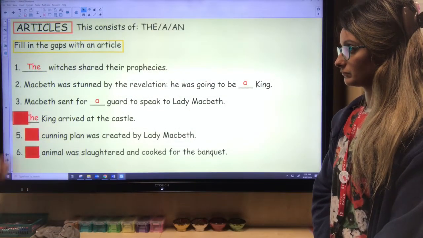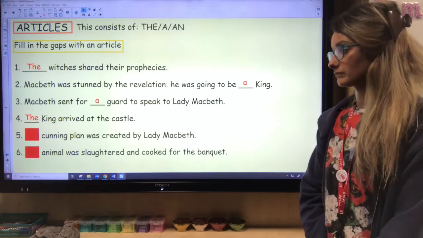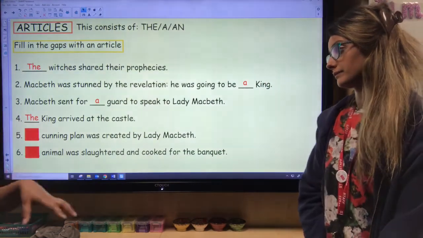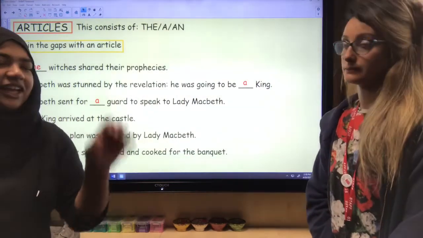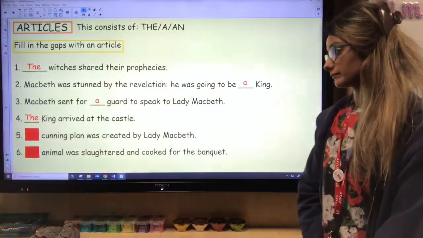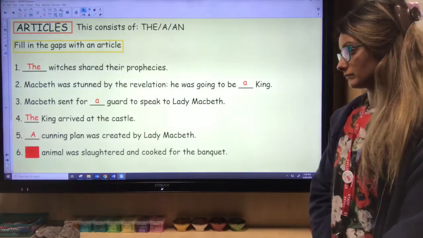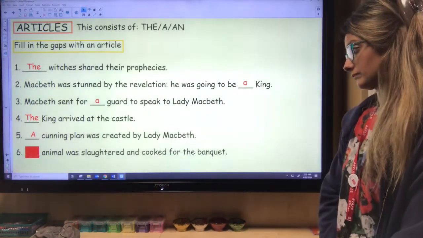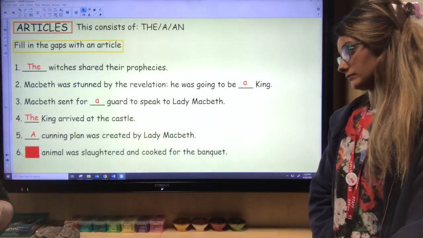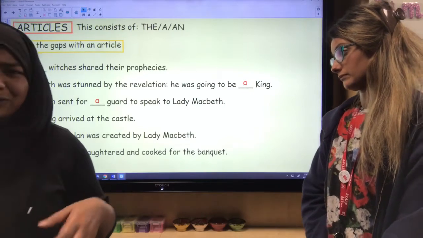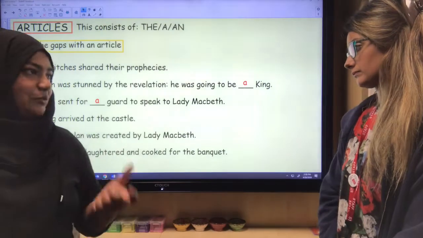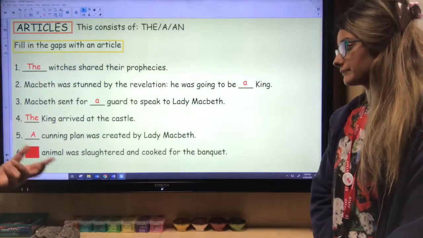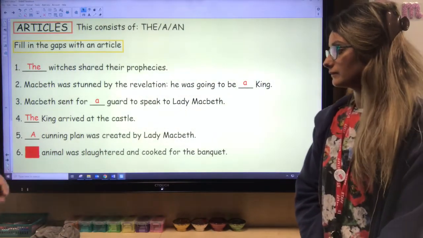Number 4. The king arrived at the castle. We know it has to be the king because it's the most important person there. We can't just say a king. It's not any random king. It's the king, okay? Number 5. A cunning plan was created by Lady Macbeth. It has to be a because it's a particular plan. It's not any random plan. A just really emphasises the plan. Would you agree? Yes, you could also have the, but a would be a lot more appropriate here.